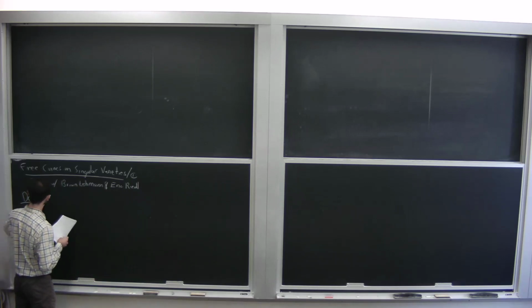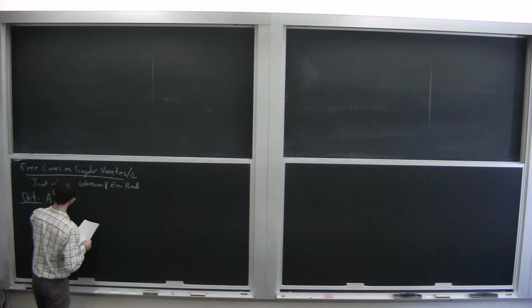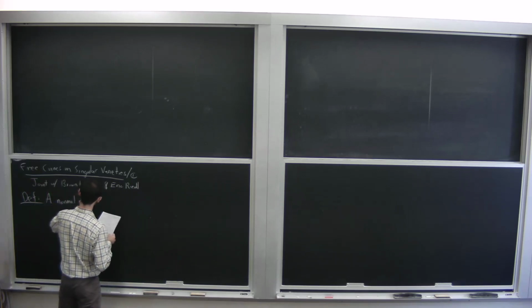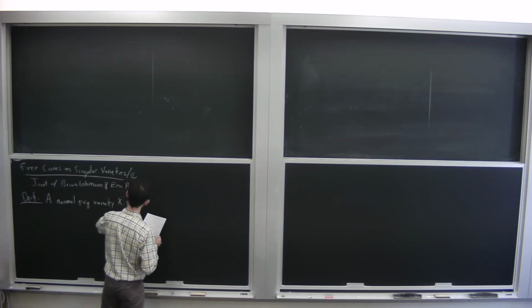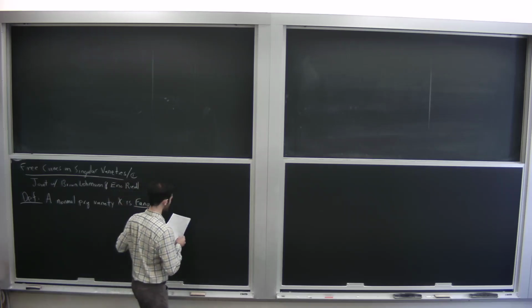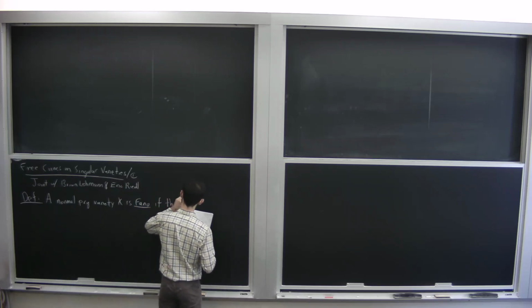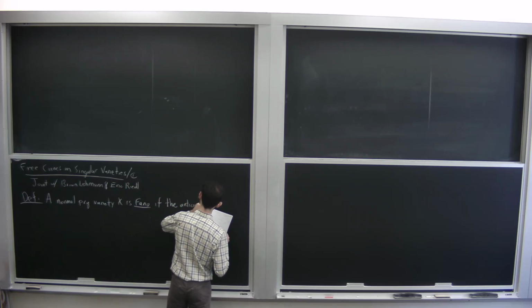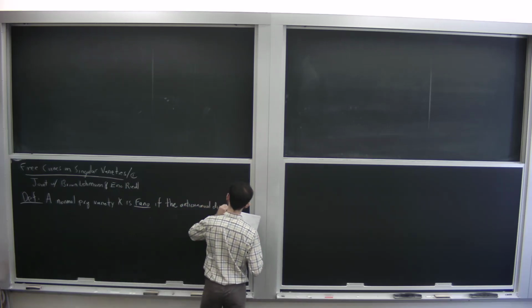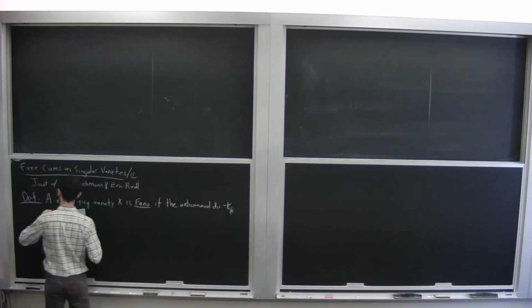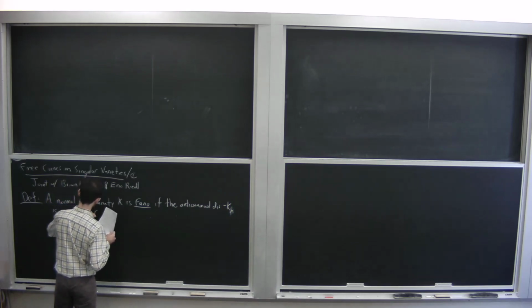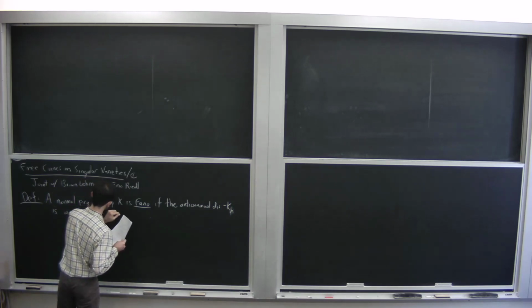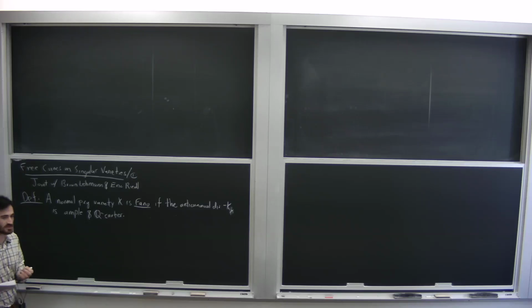What do I mean by a Fano variety? A normal projective variety X is Fano if the anti-canonical divisor, which I will denote throughout this talk by negative K_X, is ample and Q-Cartier. If you want, you can just forget about this last condition.